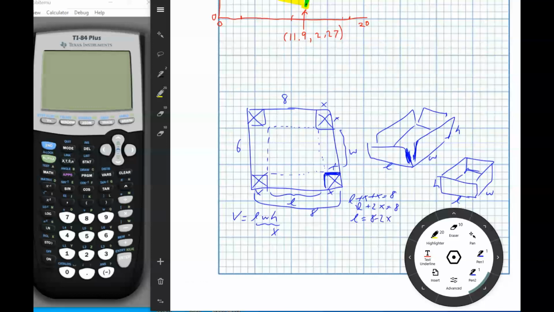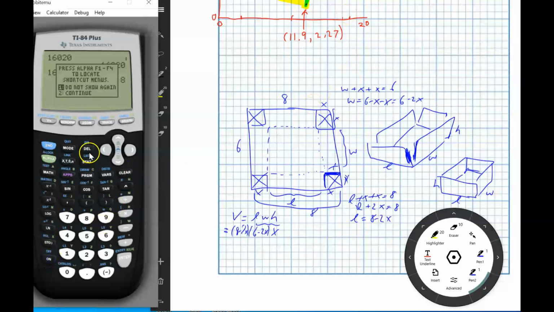What about the width? The width is also related to 6 using x, because width plus 2x is equal to 6. So W is equal to 6 minus 2x. So we can replace W with 6 minus 2x. And we can replace L with 8 minus 2x. So our expression is going to be volume equals (8 minus 2x) times (6 minus 2x) times x. That's the expression for the volume.